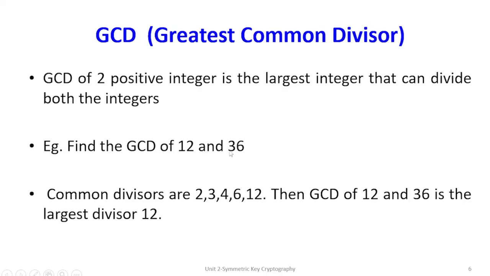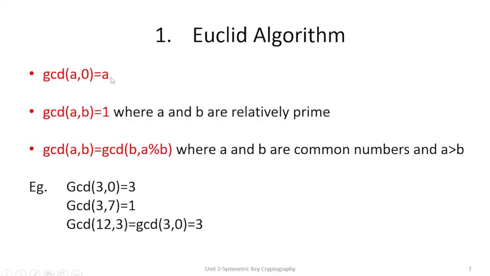If the numbers are two-digit numbers, it is possible to check and find the largest common divisor. But if the numbers are 3-digit or 4-digit values, we use these generalized notations. GCD of a comma 0 is a. GCD of a comma b is equal to 1 when a and b are relatively prime. So if two numbers are relatively prime, then the GCD of those two numbers is 1. Otherwise, if they are not relatively prime, the result is given by the generalized formula GCD of b comma a mod b. Here a should be greater than b. Only in that situation can we implement it.